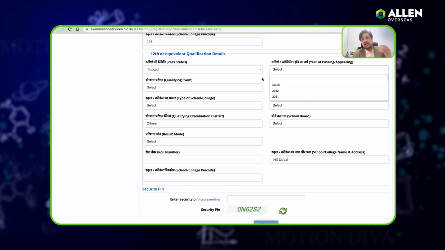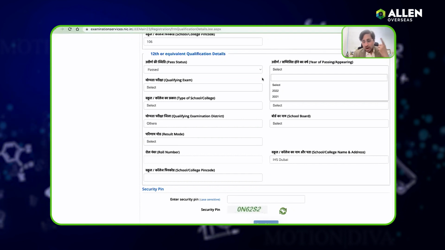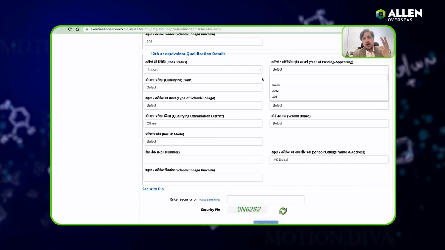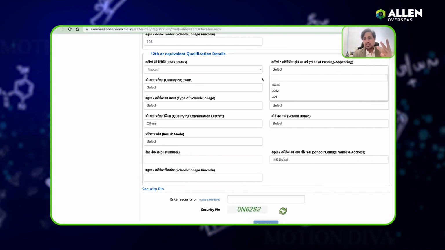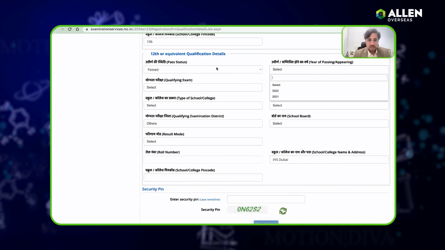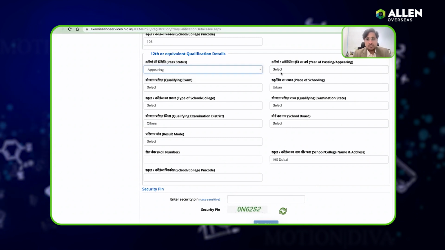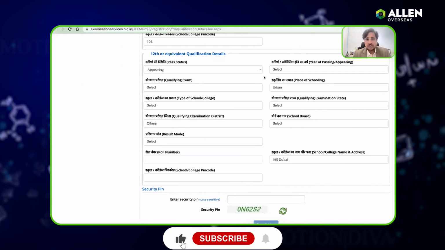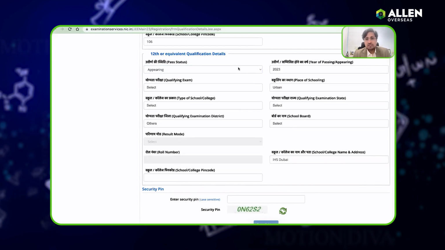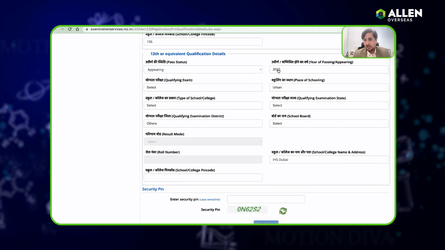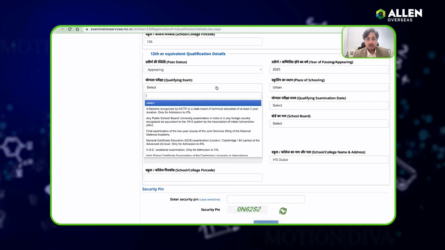So any student who has given their 12th board in 2021 or 2022, or who would be appearing in 2023, is also eligible for giving this examination. So let me go back again, appearing, and I will be selecting. It takes a little time to update, so don't worry if I selected appearing and it isn't showing; it will automatically prompt you there.